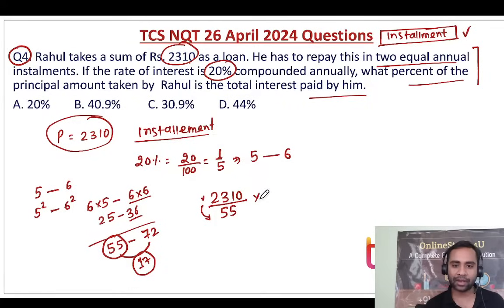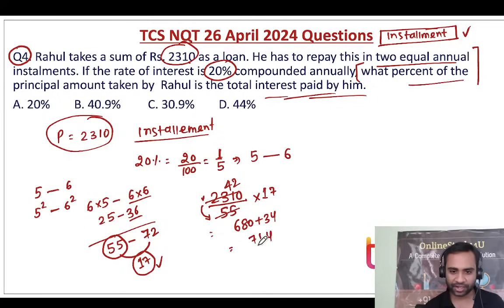Now, what do we have to calculate? They're asking what percentage of the principal amount taken by Rahul is the total interest paid by him. That means we need interest. So what is the unit of interest we have? 17. Now if you solve this, then 55 fours will be 220, and then 2 times. So 17 fours are 68, plus 17 twos are 34. So it will be 714.